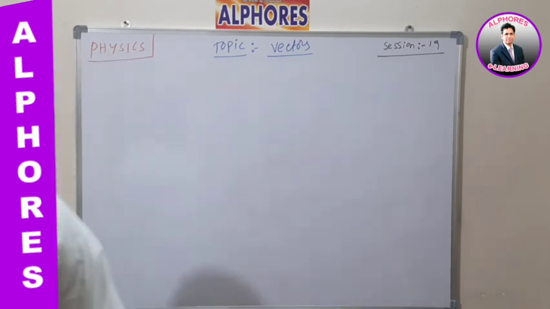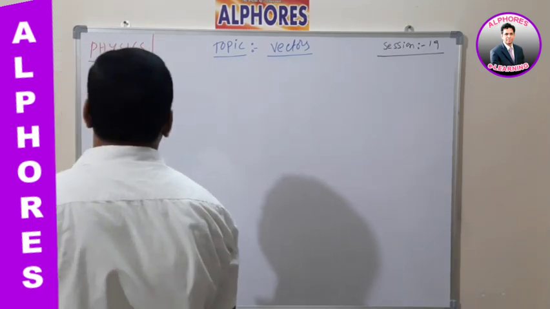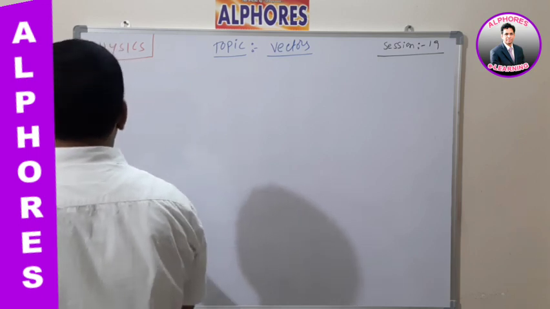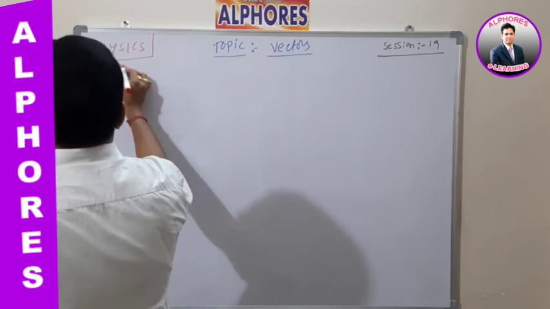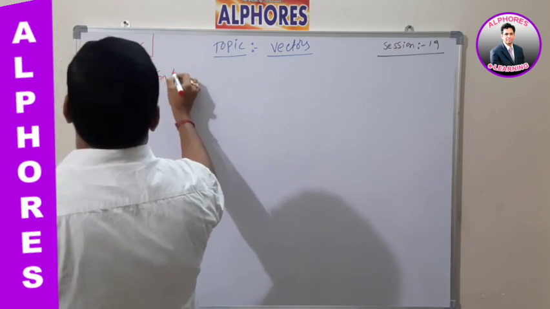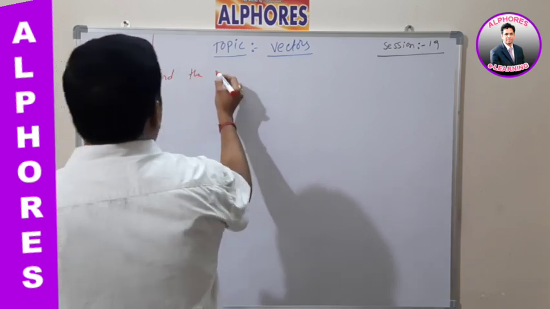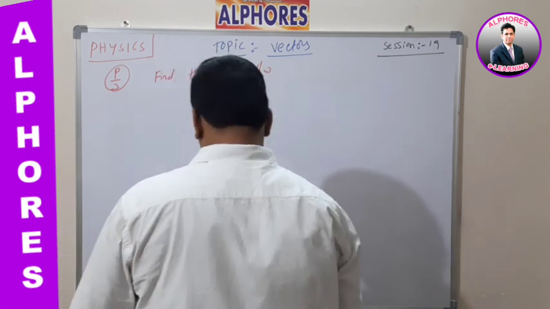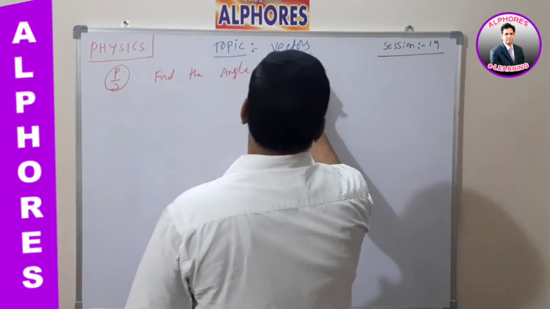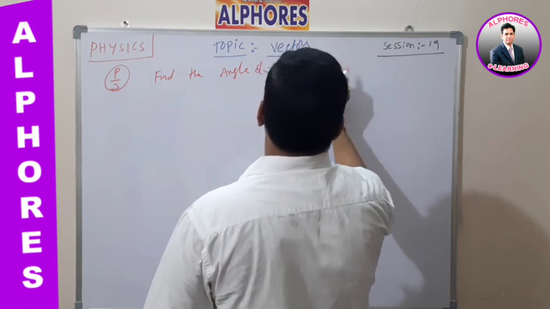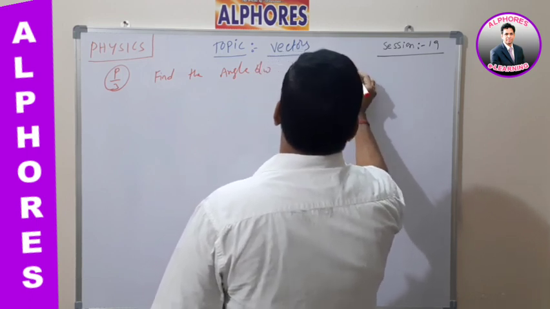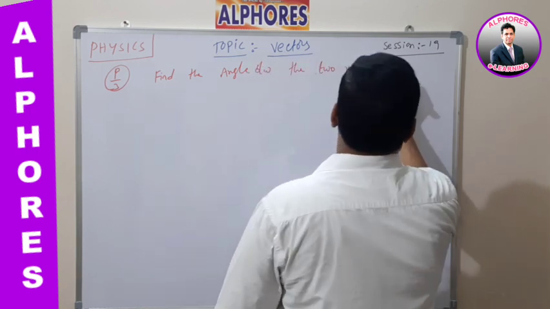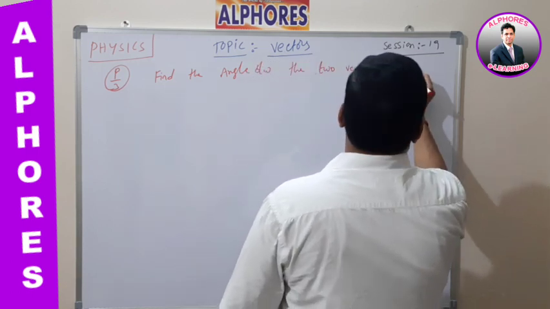Now, write down another problem. Third problem. Find the angle between the two vectors. Find the angle between the two vectors, like A bar is equal to... write down, all of you.